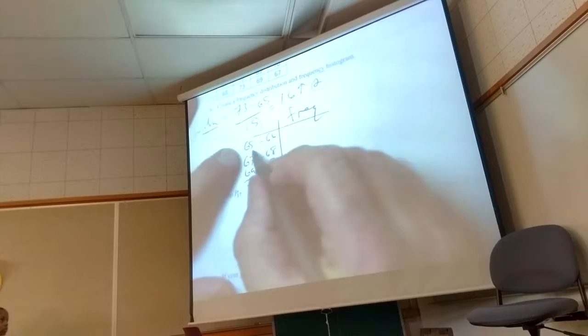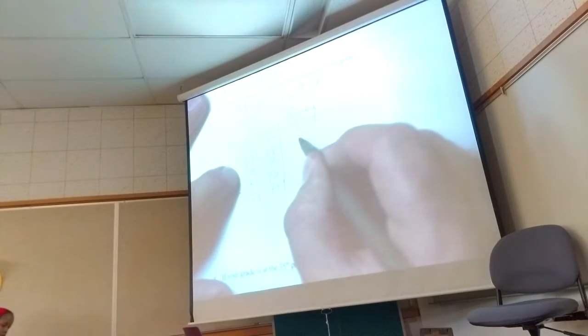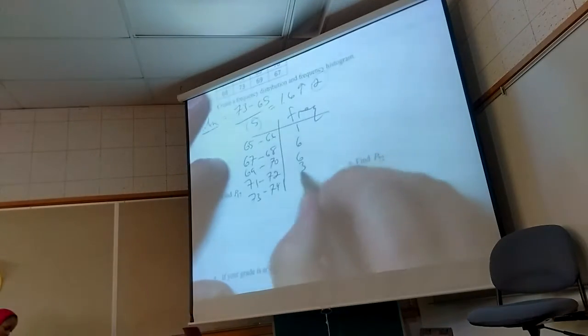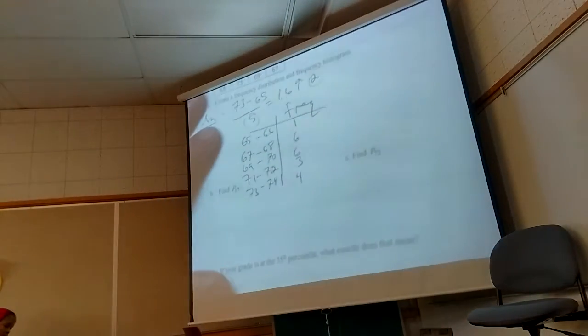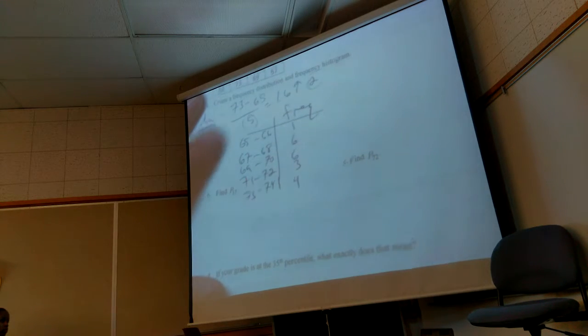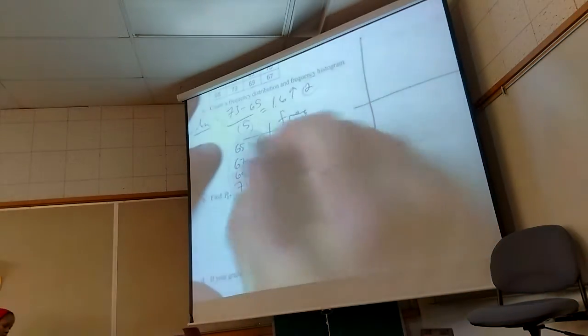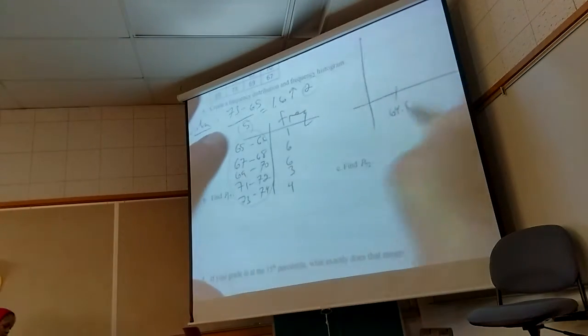How frequently does somebody show up here? I think you got like 1, 6, 6, 3, 4, right? Okay. I didn't ask for a relative frequency, so you didn't have to do that for this problem. And then if you go to make the histogram, if I do it this way, I've got to do it this way.